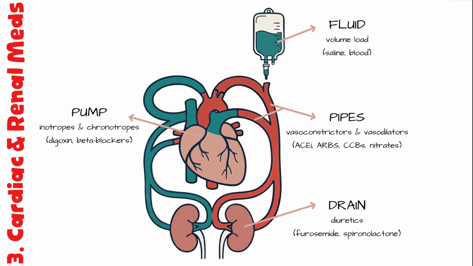The pump is the heart. Slow it down with metoprolol or diltiazem. Strengthen it with digoxin or dobutamine. The pipes are the blood vessels. Clamp them shut with norepinephrine. Open them up with nitroglycerin or lisinopril. The fluid is blood volume. Fill the tank with normal saline or albumin. And the drain is the kidneys. Empty the tank with furosemide.